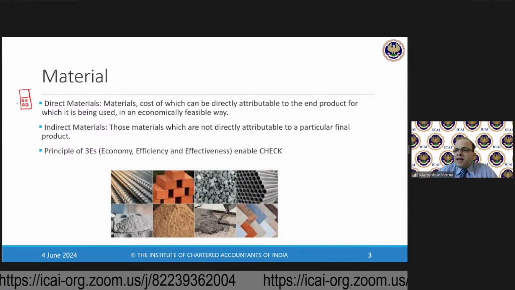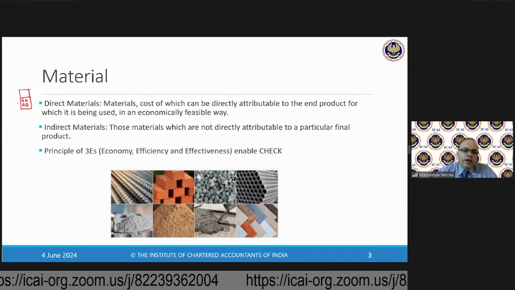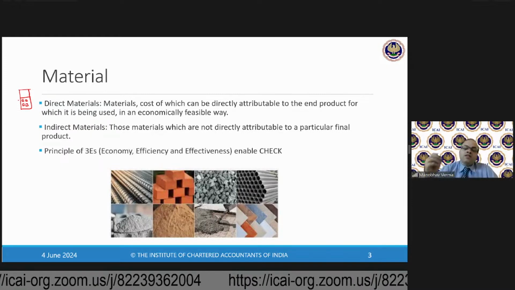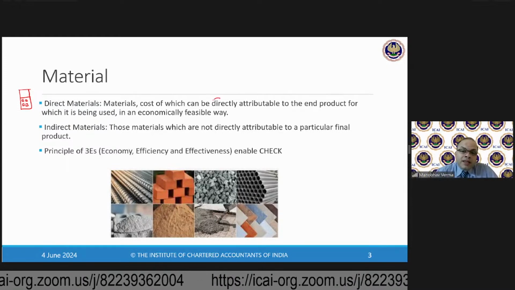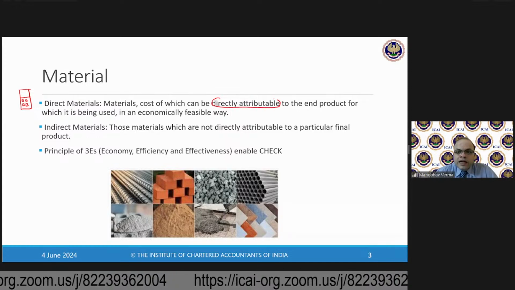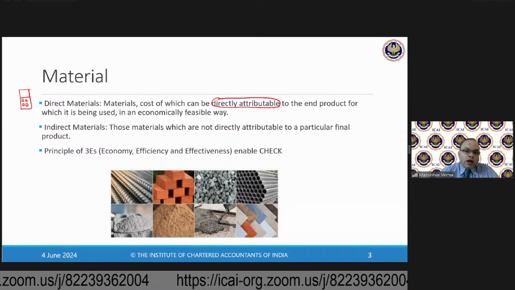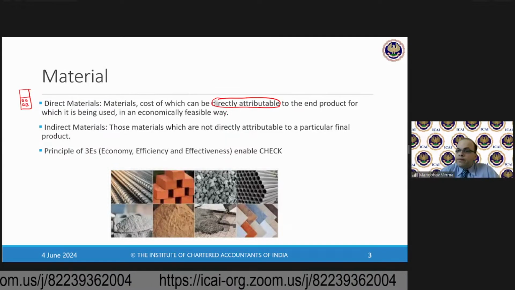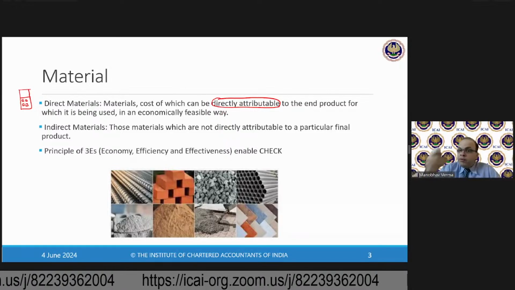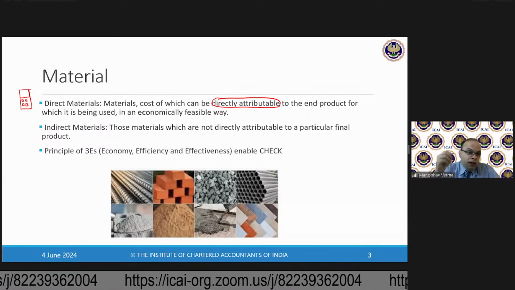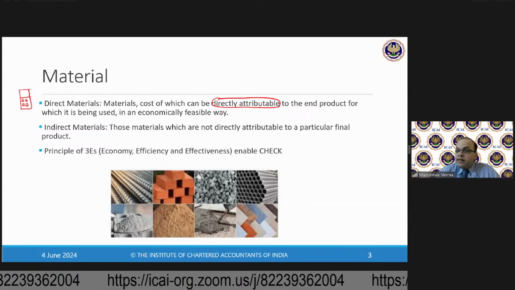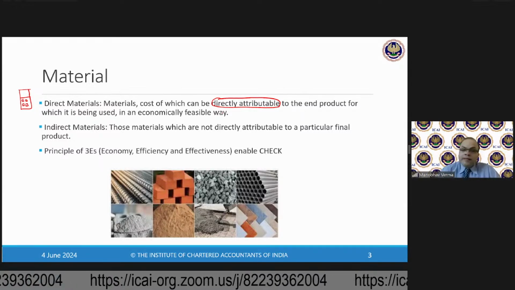So if I'm into manufacturing of this remote control, any material that is directly attributable, that's the key word here, directly attributable to the end product. I want to understand from you guys now, for this remote control, what could be a direct material? What could be a direct material, guys?